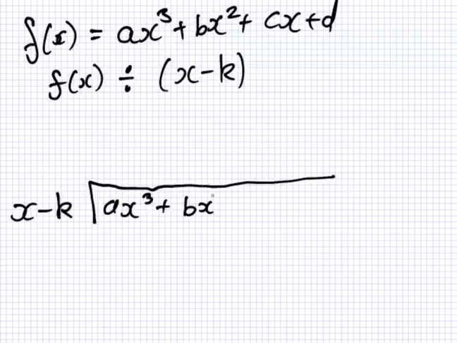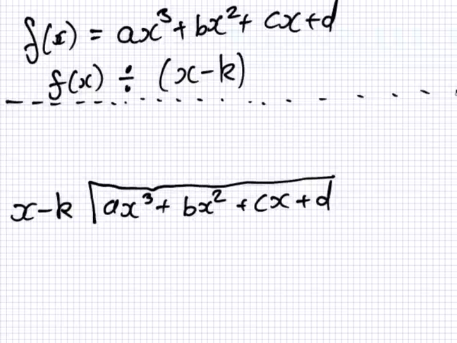So, what we'll do is we'll say let f(x) equals ax cubed plus bx squared plus cx plus d, and we want to calculate f(x) divided by, I'll just call it x minus k. So what I'm going to do is I'm going to do the long division, and I'm going to see what formula I get at the end.